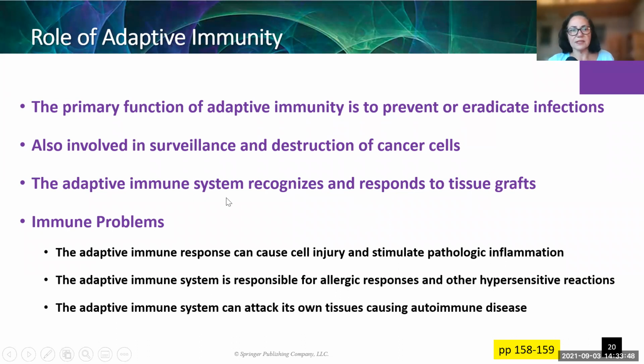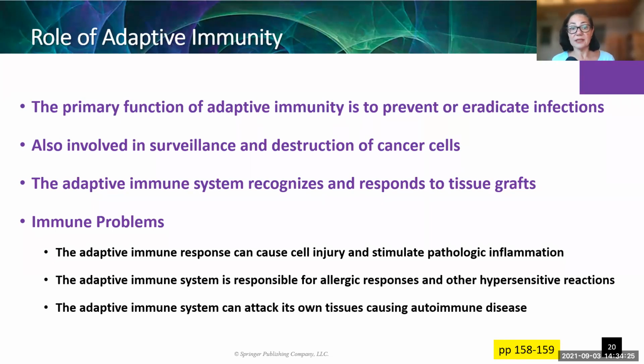And as with all of the systems, there are problems that arise with this system. Some of the things that can happen is the adaptive immune response can damage our healthy cells and actually stimulate a pathologic inflammatory response. What we refer to as allergies or allergic responses or hypersensitivity reactions, that's coming from the adaptive immune response. It's a total overreaction. For example, some people are sensitive to peanuts.